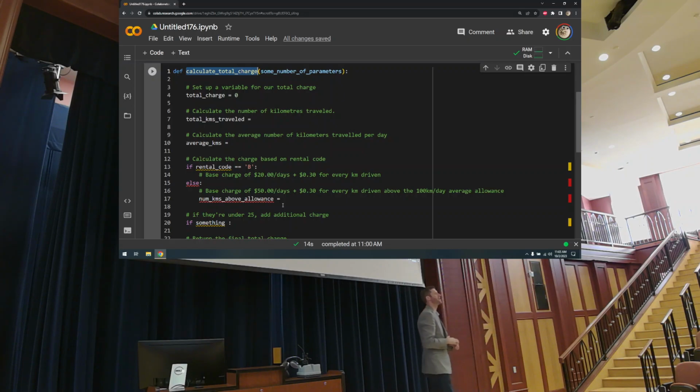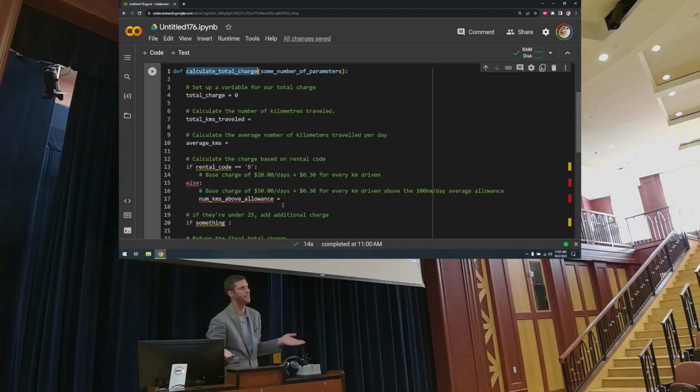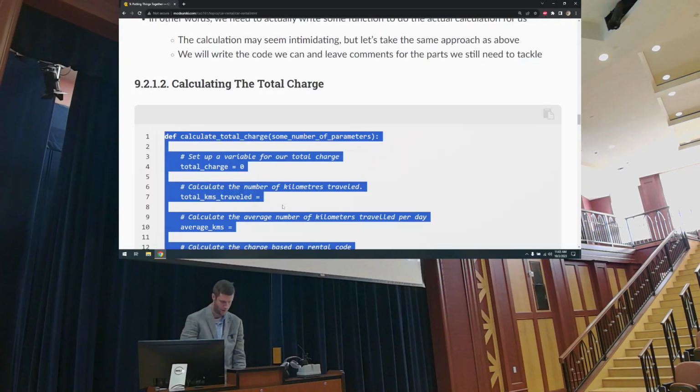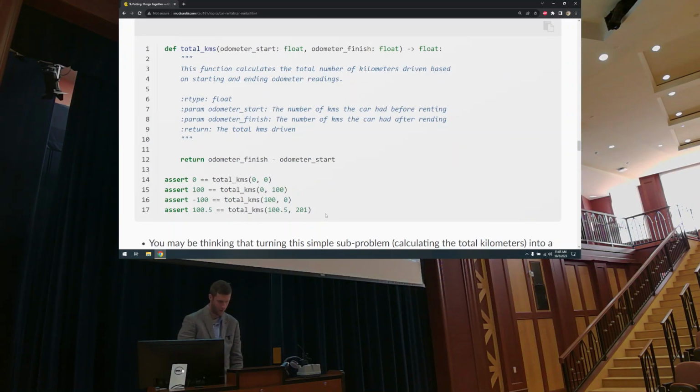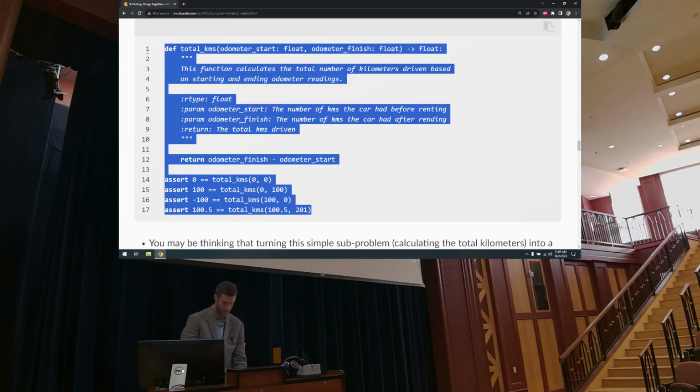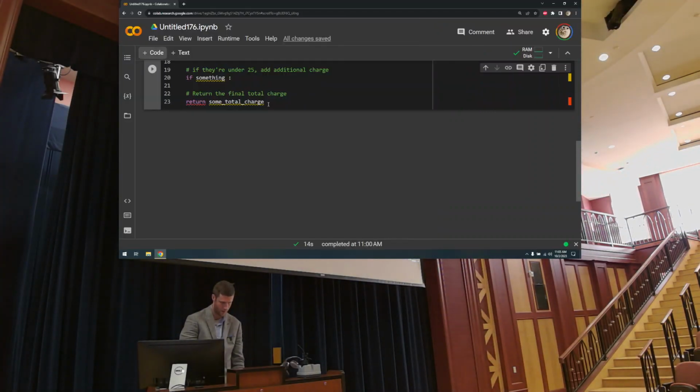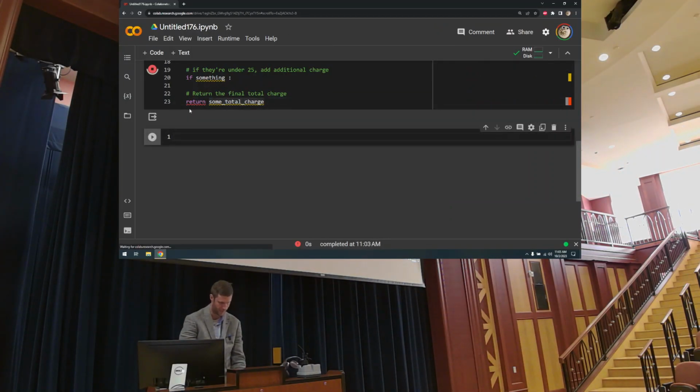Now let me ask you this. The first subproblem I want to solve is, what's the total kilometers driven? I know how to do that. That's pretty simple. I just need the starting and ending odometer readings. It's the difference between the two. So let's do that. Let's write a function here. Okay, that's obviously not going to work.